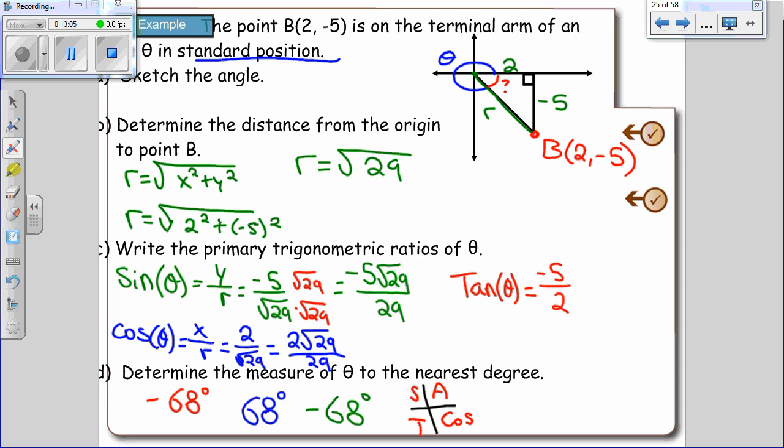That means 68 degrees is that guy in there. We still have to calculate theta. Theta was equal to 360 minus 68. So your standard position theta was actually 290 degrees.